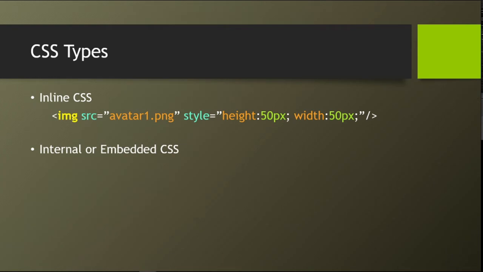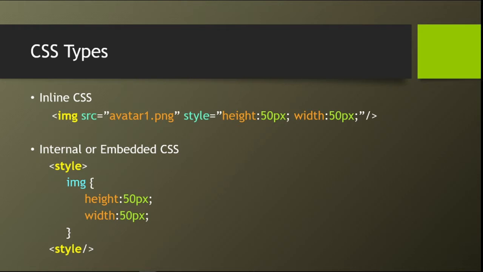Second is the internal or embedded CSS. This type can still be found inside the HTML code, though this time it can only be put inside the head tag. It already has its own style tag too, where you can put your CSS code inside.